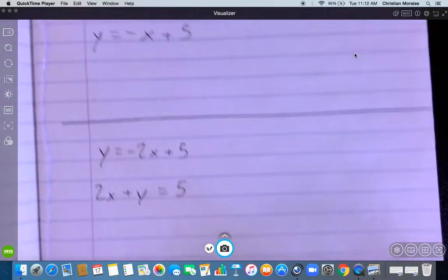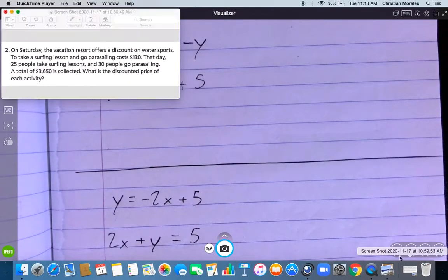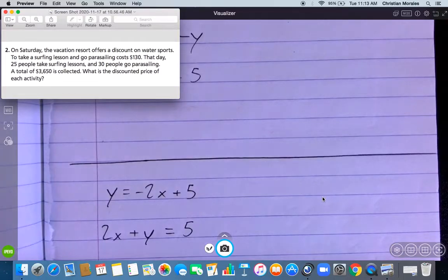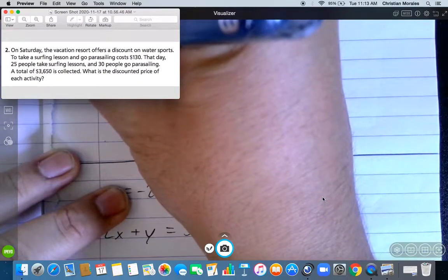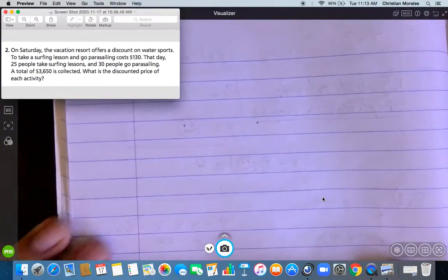Now, example number 2 is a word problem. So bear with me as I go to the word problem. Sorry, that was example number 3. Let me go to a blank page on my notes. Okay. So we'll use this side.